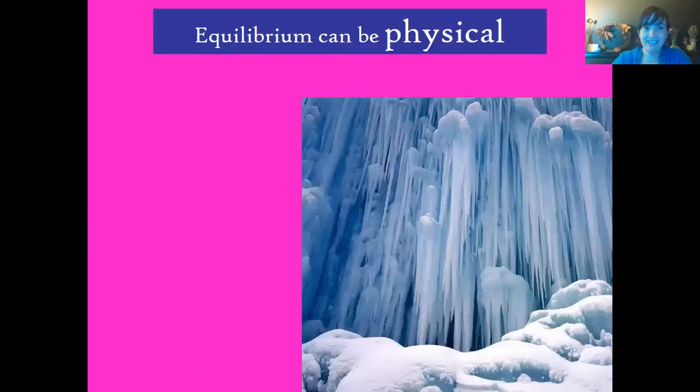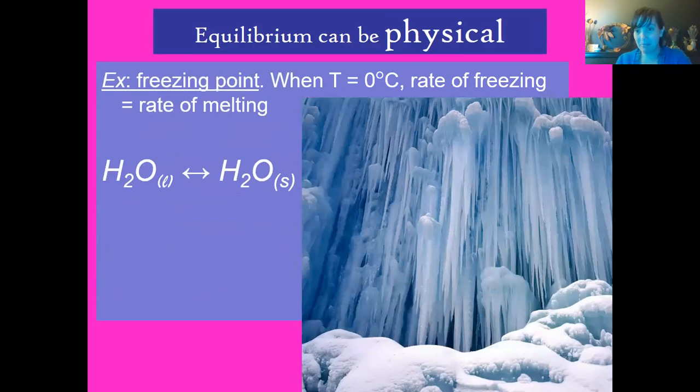Equilibrium can also be physical. An example is the freezing point. When temperature equals 0 degrees Celsius, we know that's the freezing point of water. Another way of thinking about it is it's where the rate of freezing equals the rate of melting. If you heated this icy waterfall up to 0 degrees Celsius, it would start to melt, right? And if it had all melted and turned into water and you cooled it back down to 0 degrees Celsius, it would start to freeze, right? So 0 degrees Celsius is that temperature where the freezing and the melting are in equal relationship to each other. Just as many particles are going from liquid to solid as are going from solid to liquid.